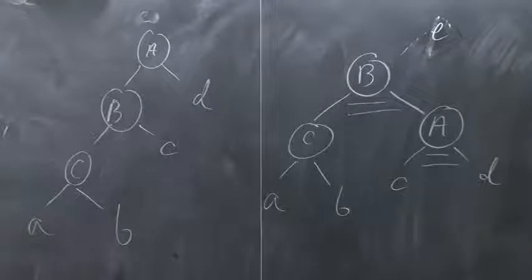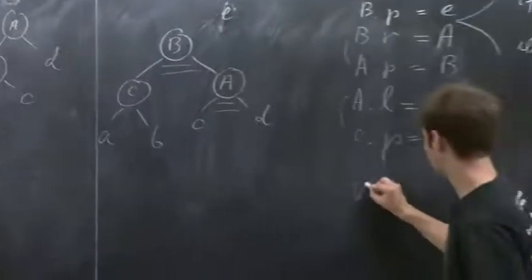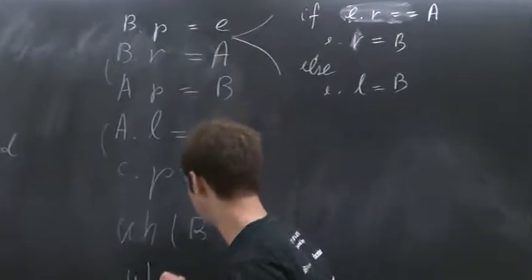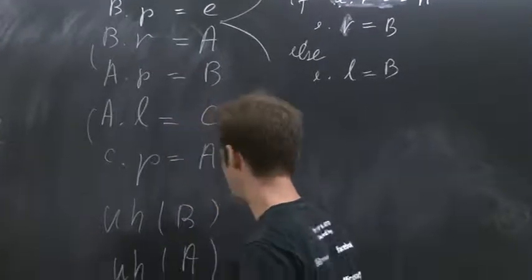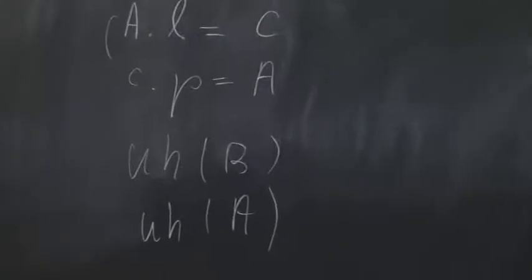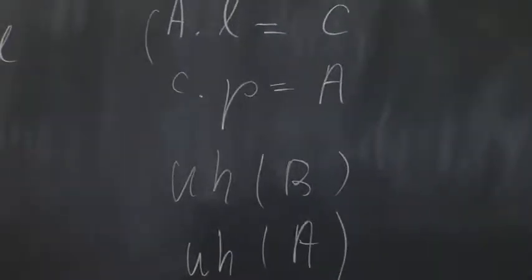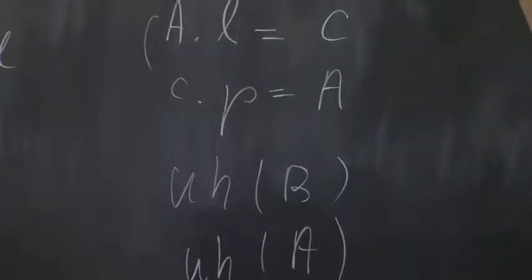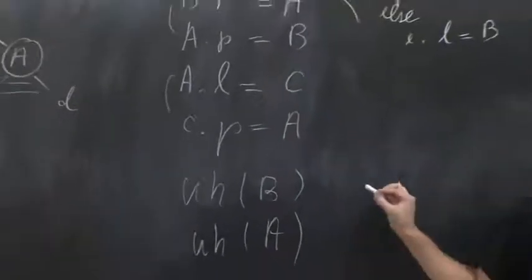So if I'm not sure, then I'm going to try to update the height anyway to make sure that I have the right height. So after I do this, I have to update the height on B and update the height on A. Is this correct? And all the way up. Let's assume that happens. Does this look right?